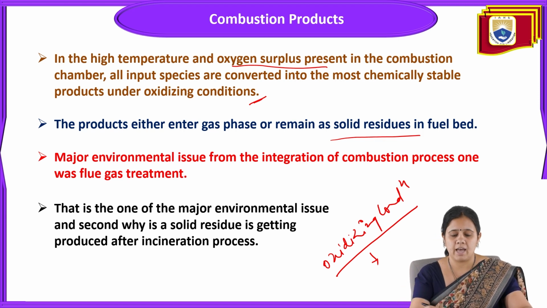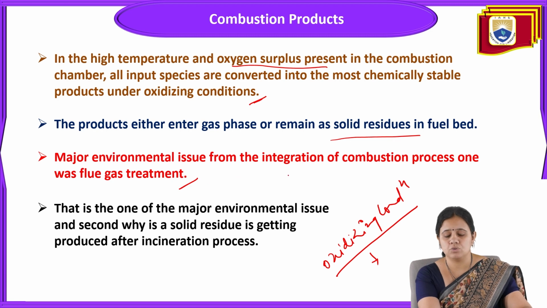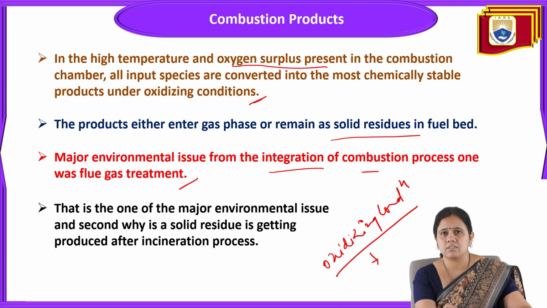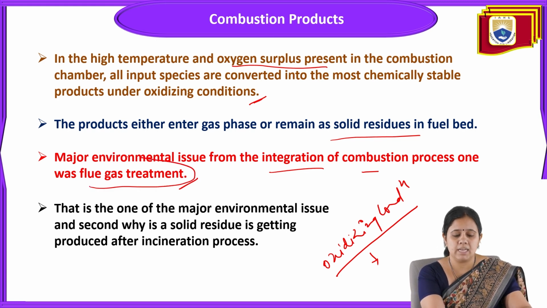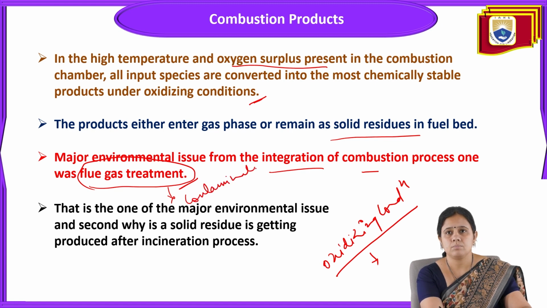The major environmental issue from the integration of the combustion process is the flue gas treatment. This is a major environmental issue with the combustion process, because flue gas contains many contaminants. That is the meaning of the combustion product: the major environmental issue is associated with this flue gas, and flue gas treatment is required.